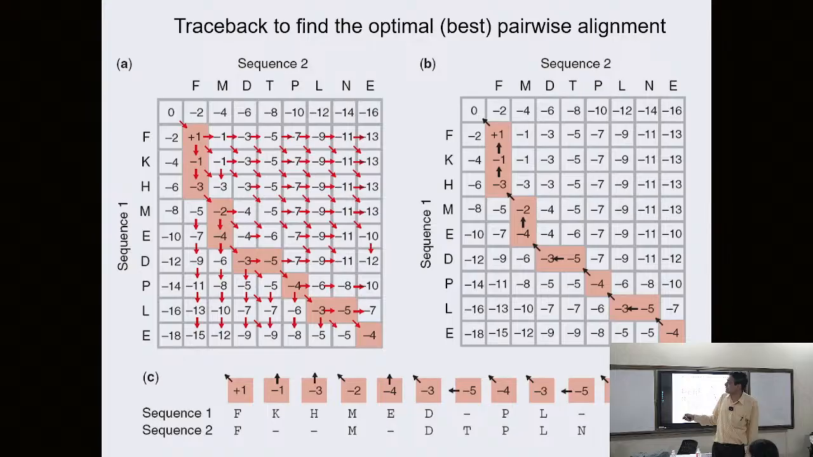This is vertical, and vertical means that K to H, but you remained at F. So H in sequence 1 should be aligned to a gap, right? And similarly, now you are here. So K in sequence 1 should be aligned to a gap, and then diagonal finally F is aligned to F. Okay. So this is trace back. So once you have computed the matrix, you can trace back and you can obtain the optimal alignment. Okay. So this is the optimal alignment.